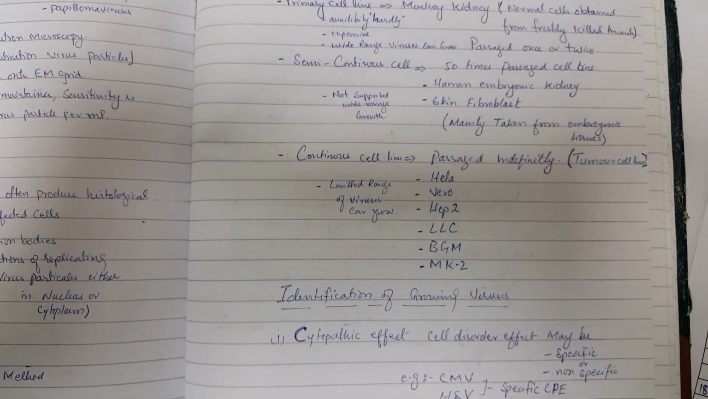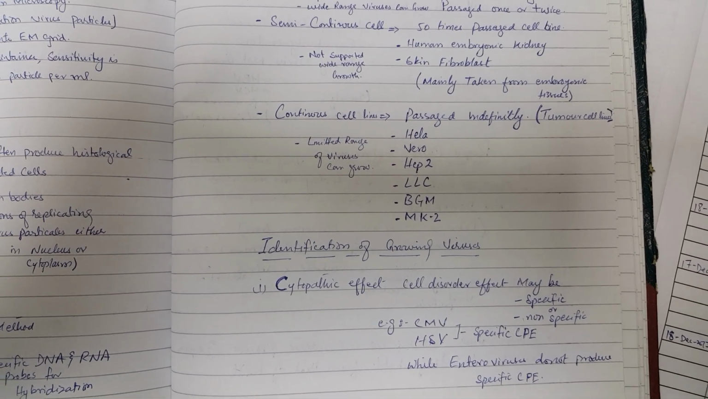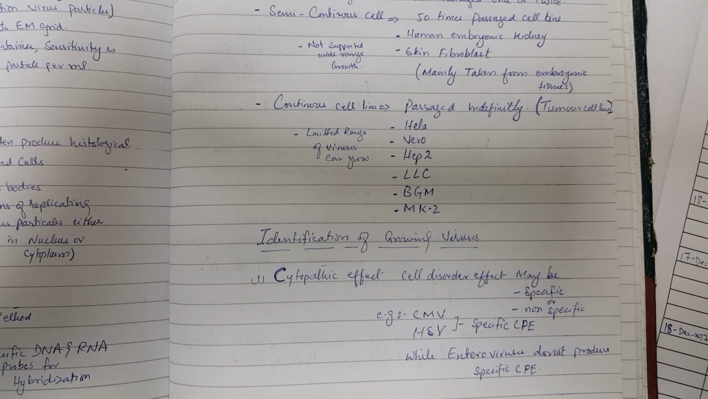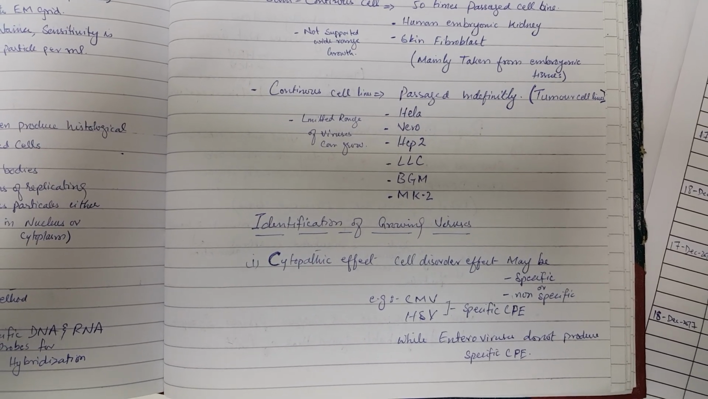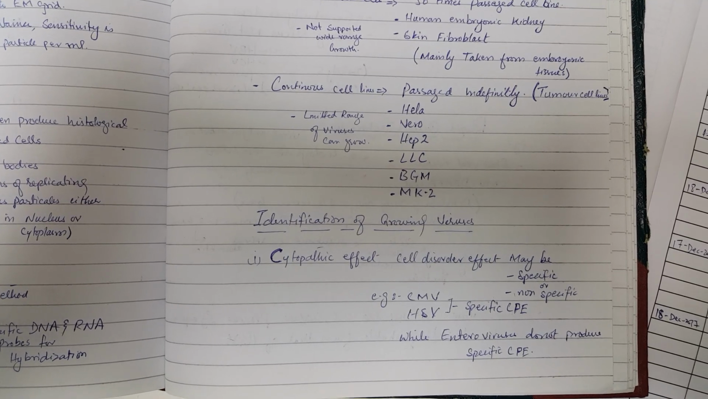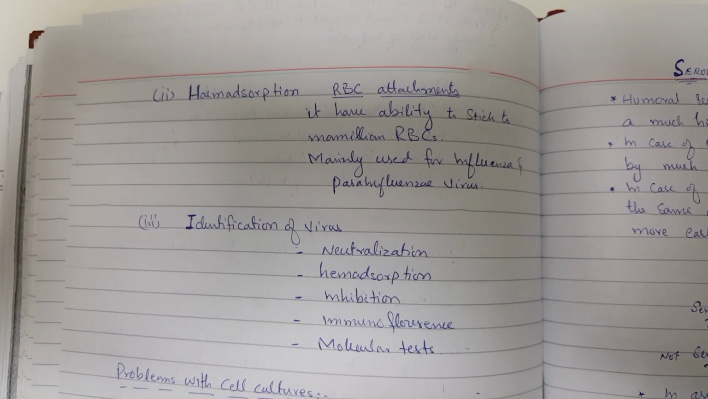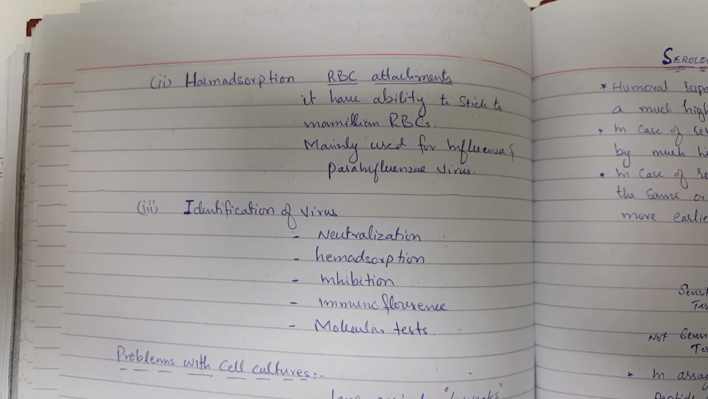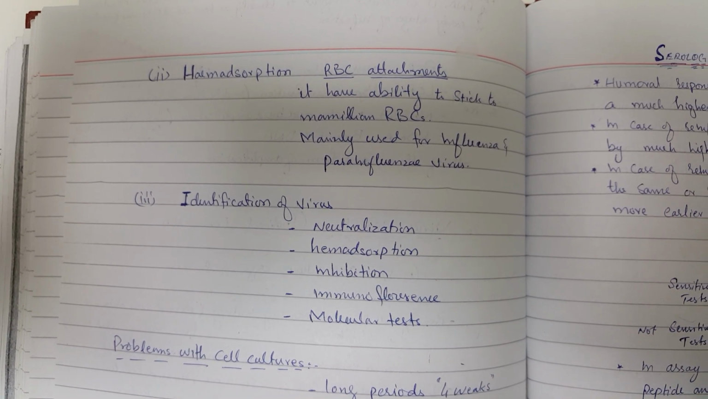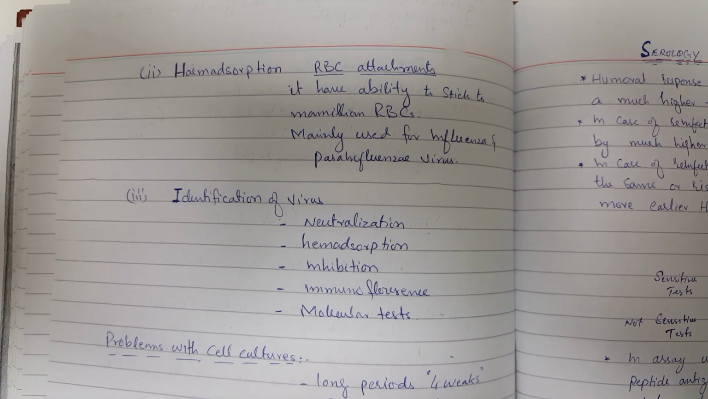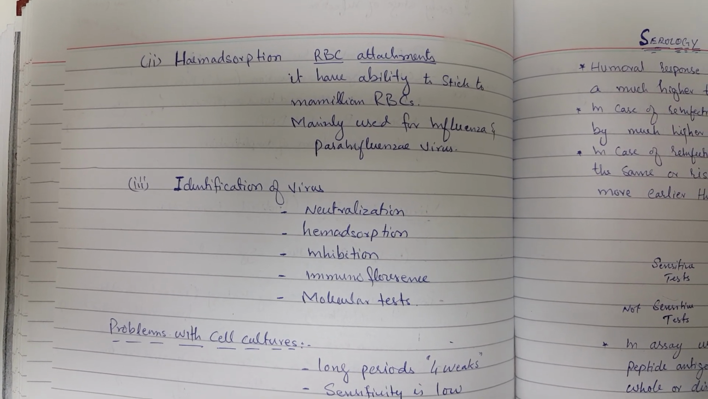Identification of growing viruses can be done by the cytopathic effect, and the cell disorder effect may be specific or non-specific. In cytomegalovirus and herpes simplex virus, a specific cytopathic effect is observed, while enteroviruses do not produce a cytopathic effect. In the indirect method, hemadsorption, in which RBCs attach because the virus has the ability to stick to mammalian RBCs, is mainly used for influenza and parainfluenza viruses. Identification of a virus is done by neutralization, hemadsorption inhibition, immunofluorescence, and molecular tests.